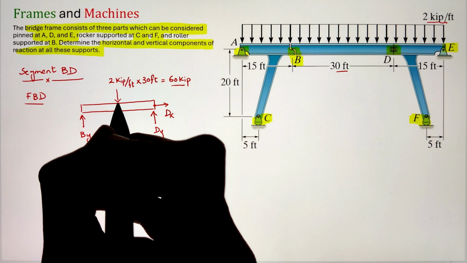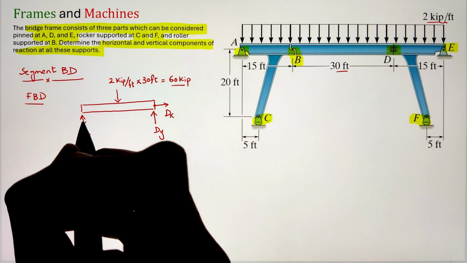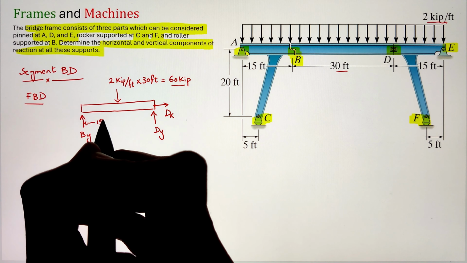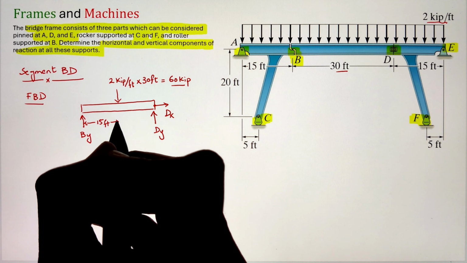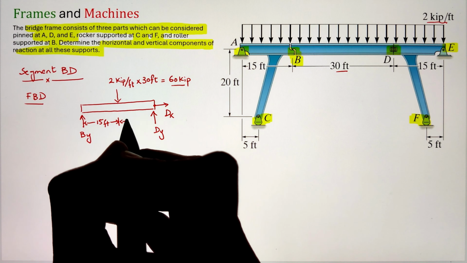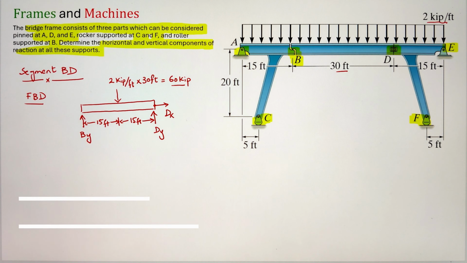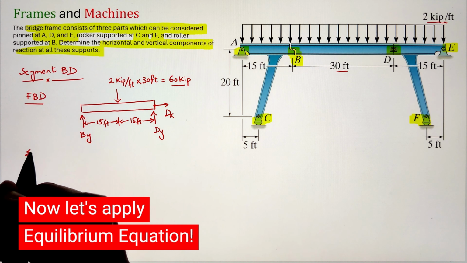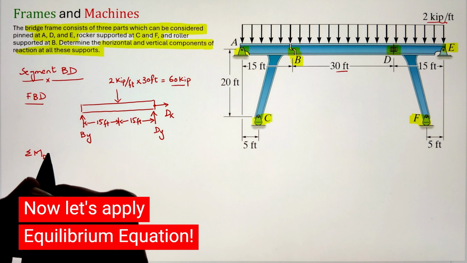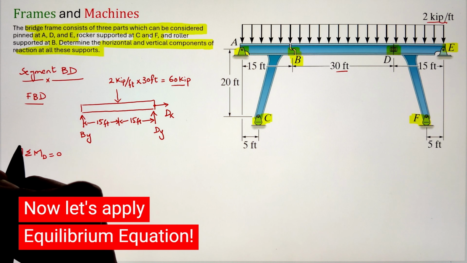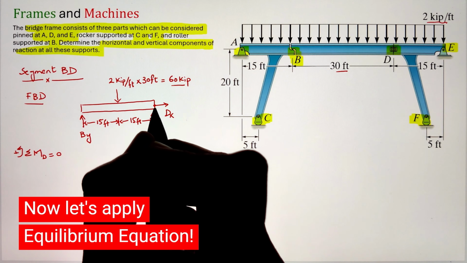Now this point load will be acting at the centroid of this distributed loading. Since it is a rectangular loading, it will be acting in the middle of that span of BD, that is 15 feet from point B and 15 feet from point D. Now, once we have our free body diagram, let's go ahead and apply our equilibrium equation.